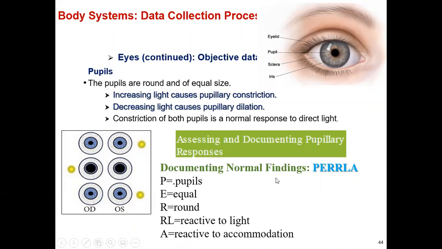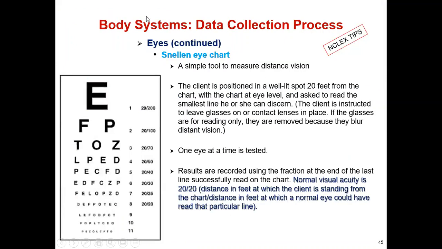Normal eye finding is PERRLA. So this is the chart, which is called the Snellen eye chart. This is the Snellen chart we use to examine visual acuity, a simple tool to measure distant vision.